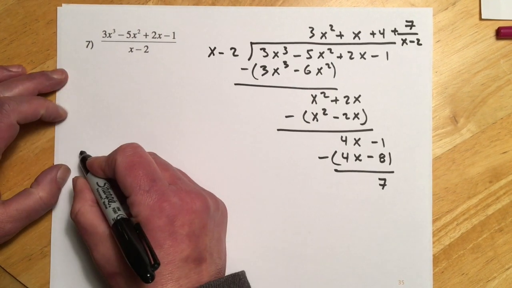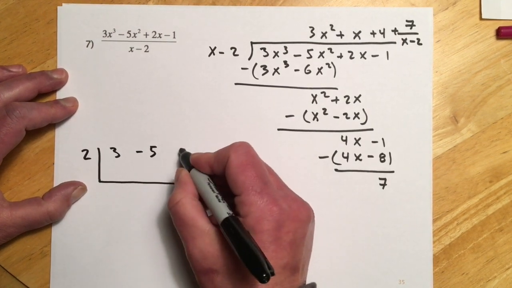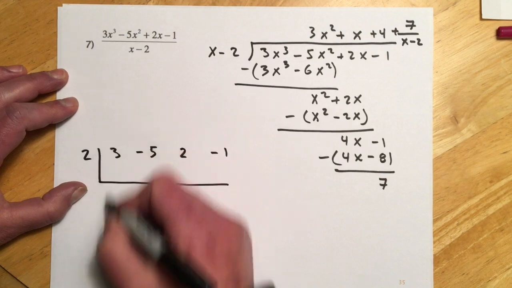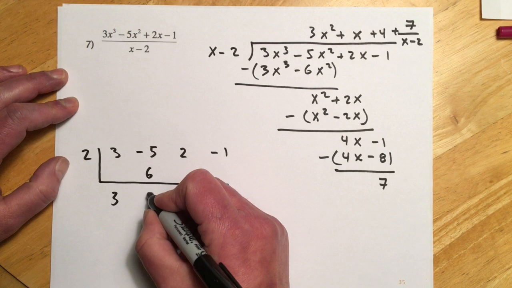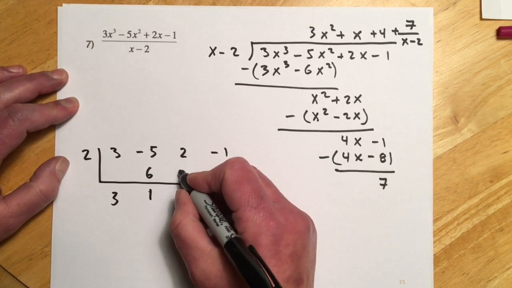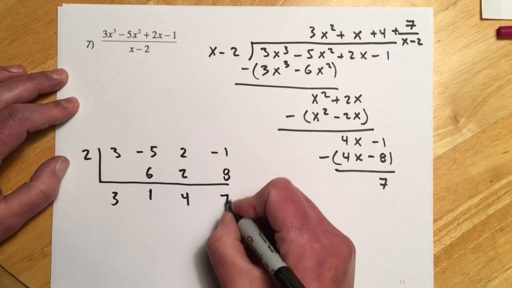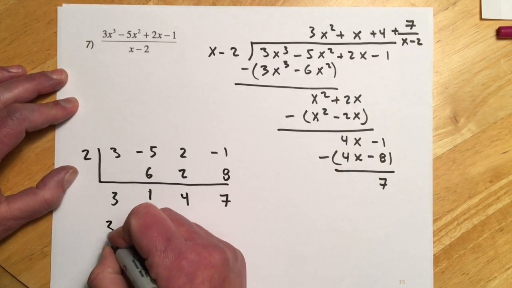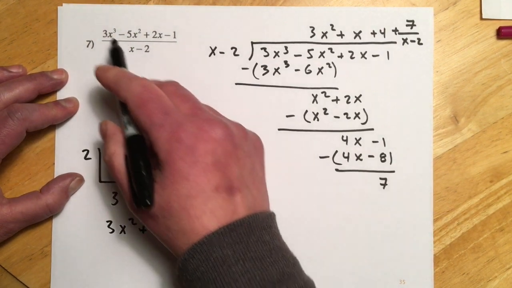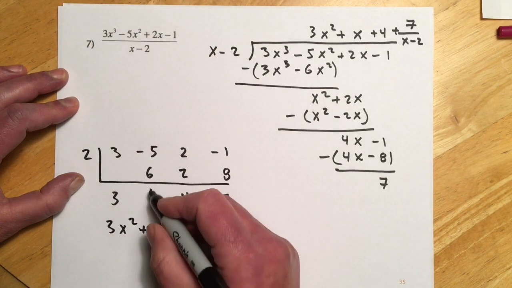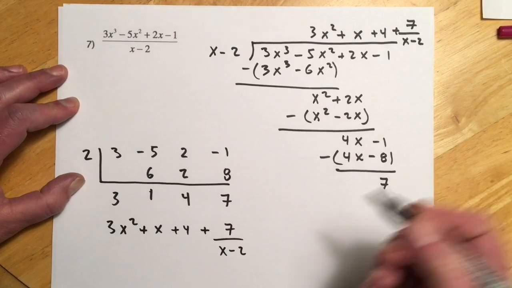Let me show it as a synthetic just to have done that also. So 3, negative 5, 2, negative 1. Bring down the 3. 2 times 3 is 6. Negative 5 plus 6 makes 1. 2 times 1 makes 2, 2 and 2 makes 4, 2 times 4 makes 8, negative 1 plus 8 makes 7, and that is so much easier. So this, again, we did x into x cubed, so this has to be x squared, and then x plus 4, and 7 over x minus 2.